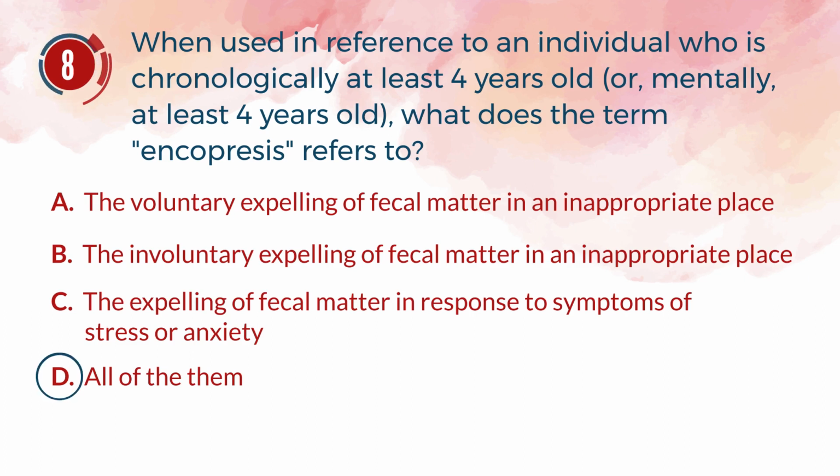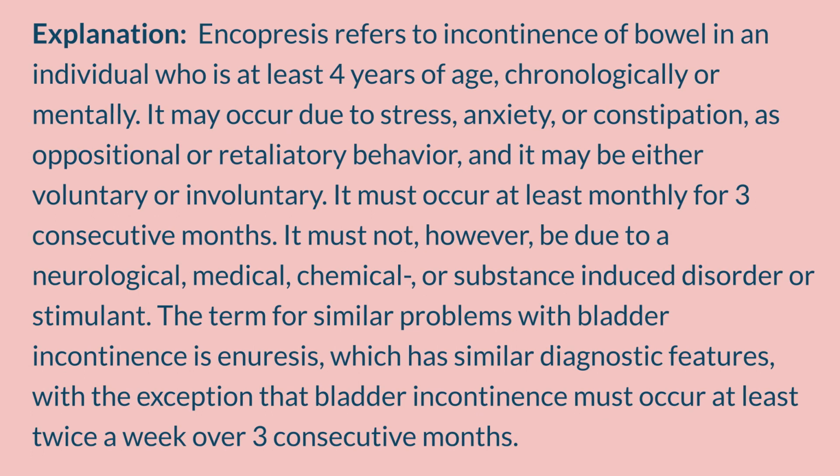All of them. Explanation. Encopresis refers to incontinence of bowel in an individual who is at least 4 years of age, chronologically or mentally. It may occur due to stress, anxiety, or constipation, as oppositional or retaliatory behavior, and it may be either voluntary or involuntary. It must occur at least monthly for 3 consecutive months. It must not, however, be due to a neurological, medical, chemical, or substance-induced disorder or stimulant. The term for similar problems with bladder incontinence is enuresis, which has similar diagnostic features, with the exception that bladder incontinence must occur at least twice a week over 3 consecutive months.